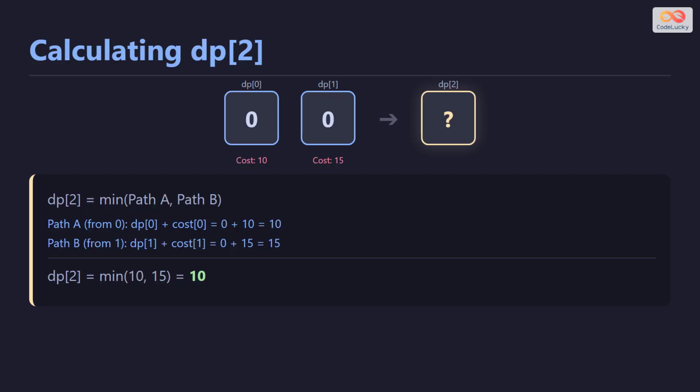Now we calculate the cost to reach index 2. We can come from index 0 by paying cost 10, or from index 1 by paying cost 15. The minimum of 10 and 15 is 10. So, the cheapest way to reach step 2 is 10.